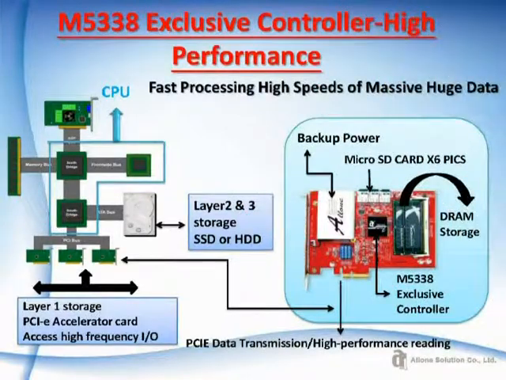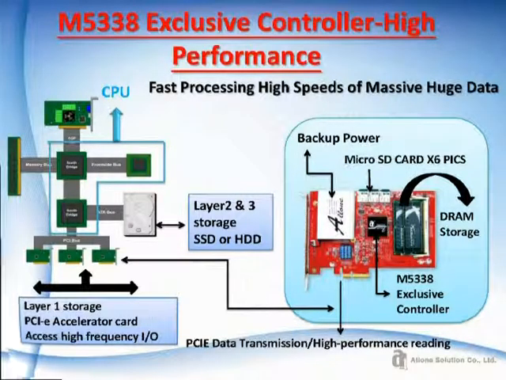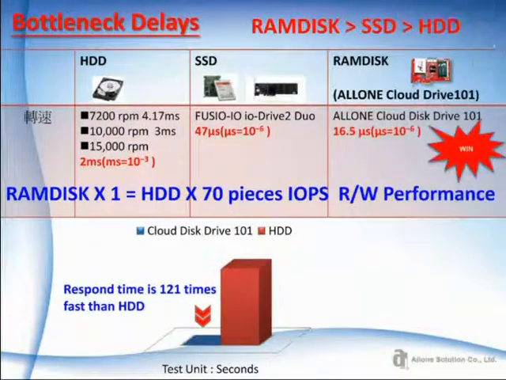Check out our newly developed Cloud Disk Drive 101 RAMDisk. The data goes through the PCIe slot, and you can see that in the middle of the board, our exclusive controller transmits the huge data to DRAM that stores the frequently accessed memories. If the power suddenly shuts down, our patented controller will trace back the info and move the backup data from the microSD cards to DRAM simultaneously.